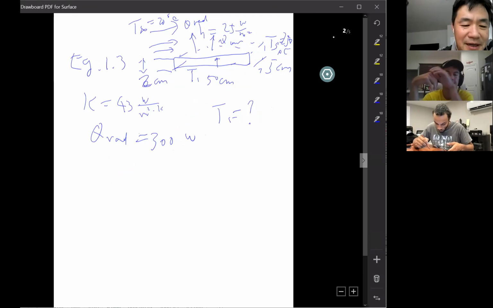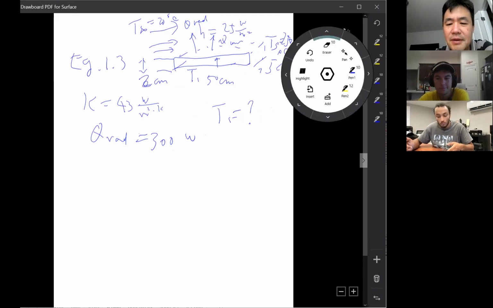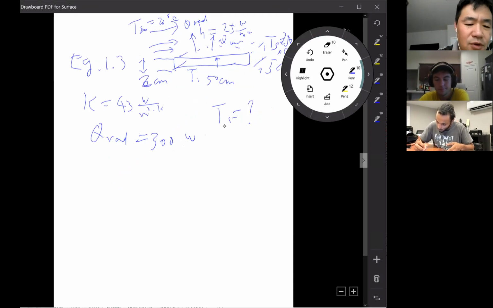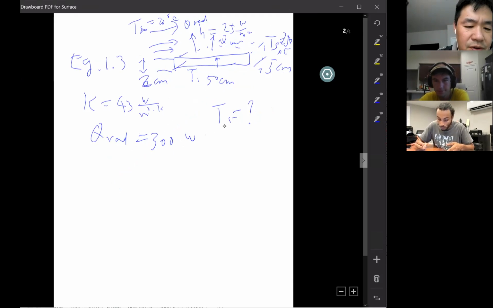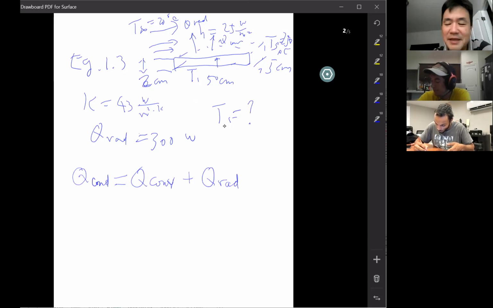Okay, so the energy balance on the top surface of the plate will be, oh, I have to select the writing pen, right? Q conduction equals Q convection plus Q radiation. So that's the fundamental, the basic equation for this problem.